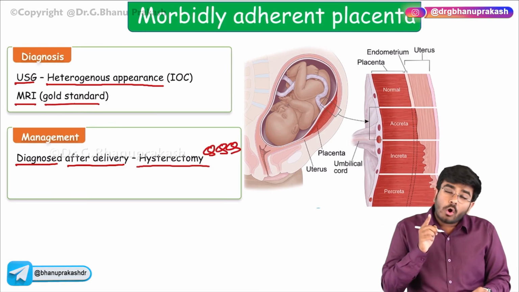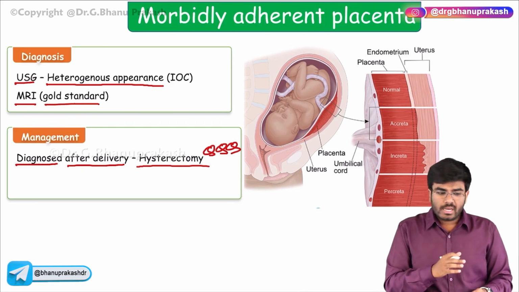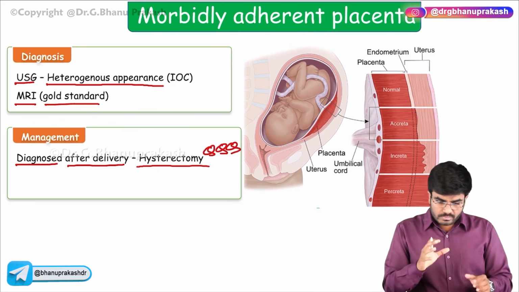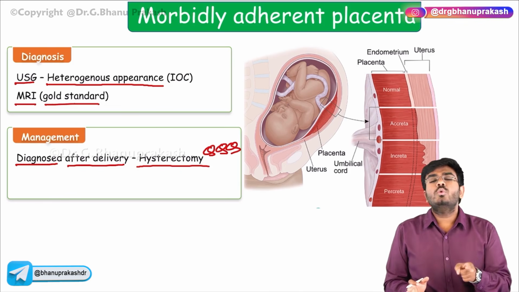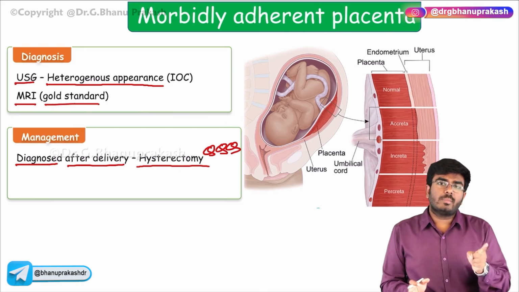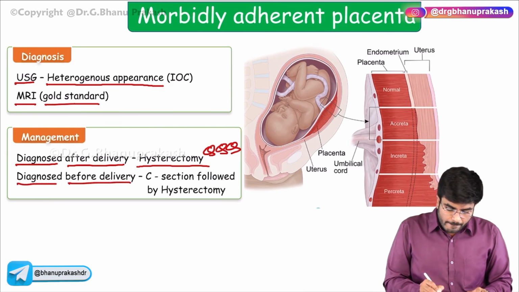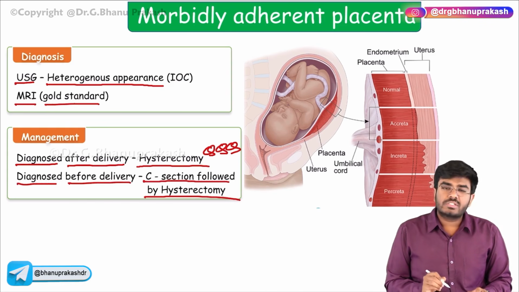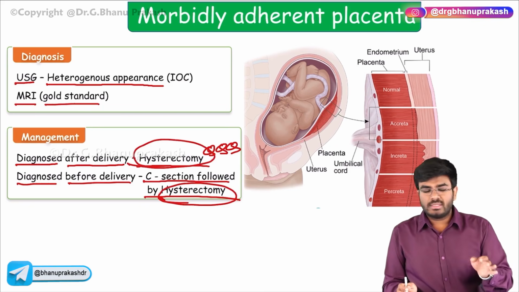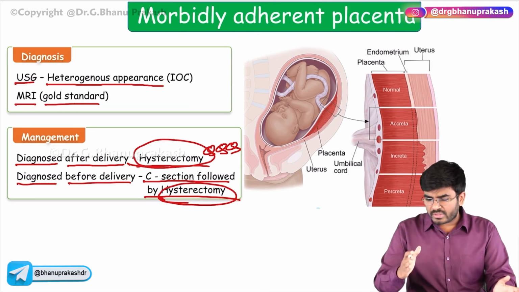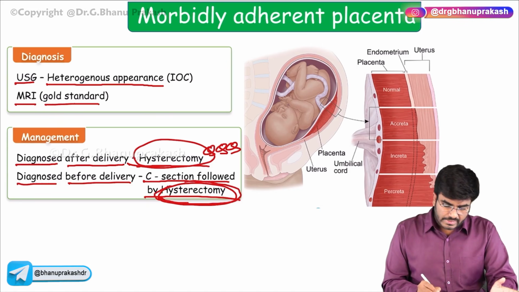What if you have already diagnosed morbid adherent placenta even before delivery? Say she came to the clinic at 32 or 33 weeks, and just by doing ultrasonography or MRI, you come to the conclusion that there is morbid adherent placenta. What you can do is a C-section and deliver the baby. After delivering the baby, you can go with the hysterectomy. So if it is diagnosed before delivery, deliver the baby by C-section followed by hysterectomy. If there is morbid adherent placenta, you have to go with hysterectomy only, whether you have diagnosed it earlier or after delivery. The only option is hysterectomy.